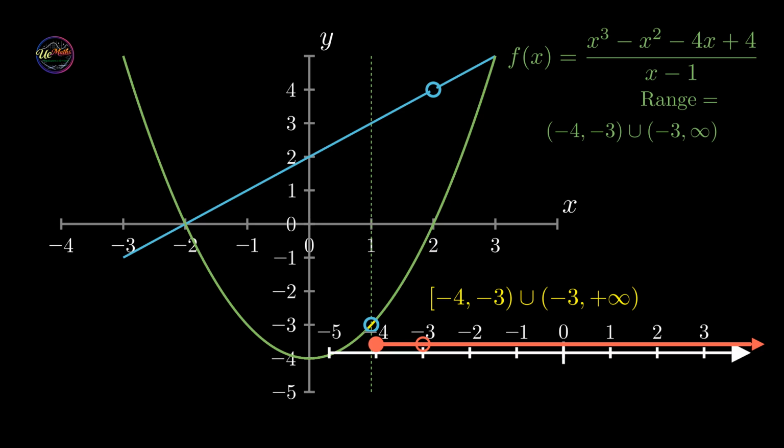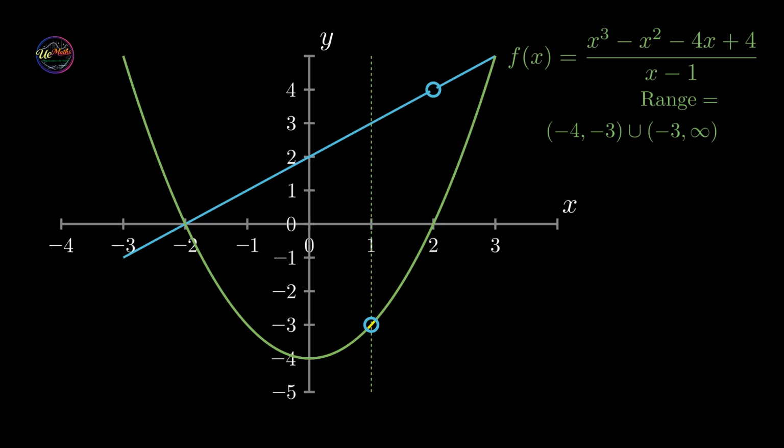the simplified expression x squared minus 4 would equal negative 3. But x equals 1 is excluded from the domain, so y equals negative 3 is never achieved. Therefore the range is the interval from negative 4 to positive infinity, but with the single value negative 3 removed. Range equals the union of the closed interval from negative 4 to negative 3, and the open interval from negative 3 to positive infinity.